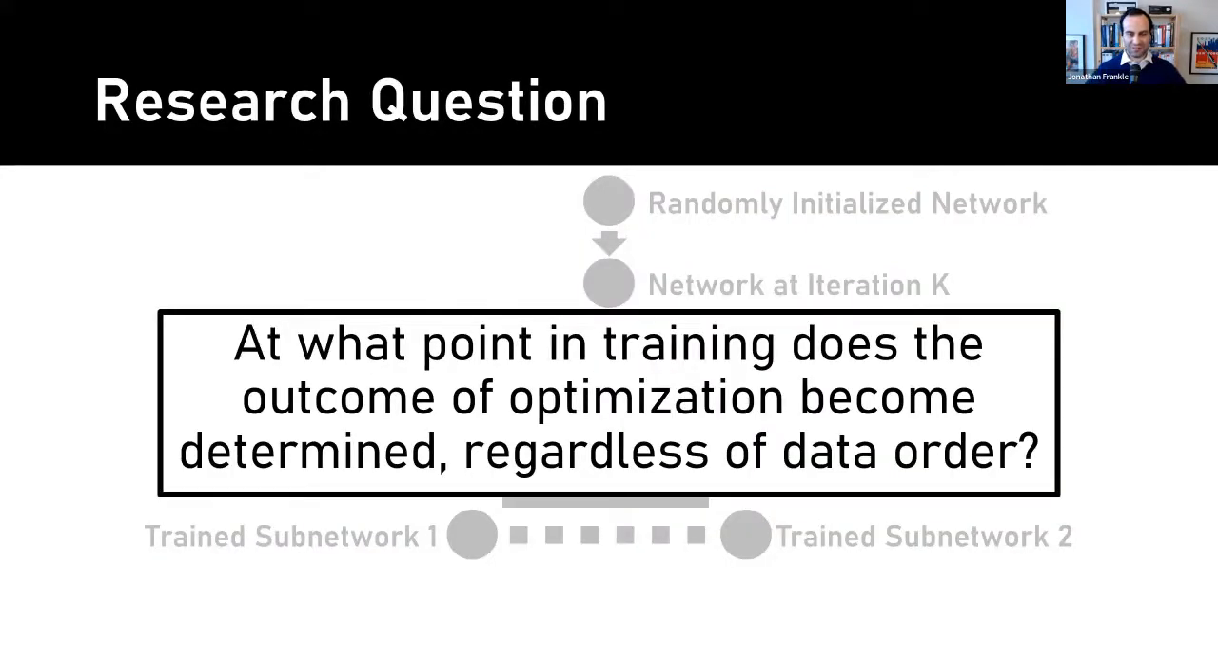So really, here's our research question, fundamentally. And I want to keep this simple. I don't think we have to ask complicated questions empirically to get to interesting results. At what point in training does the outcome of optimization become determined regardless of data order, at least determined insofar as we consider being in a convex region to be determined? There are all sorts of definitions of determined you might come up with. This is the one that I'm saying by fiat is an interesting one for the sake of this conversation.